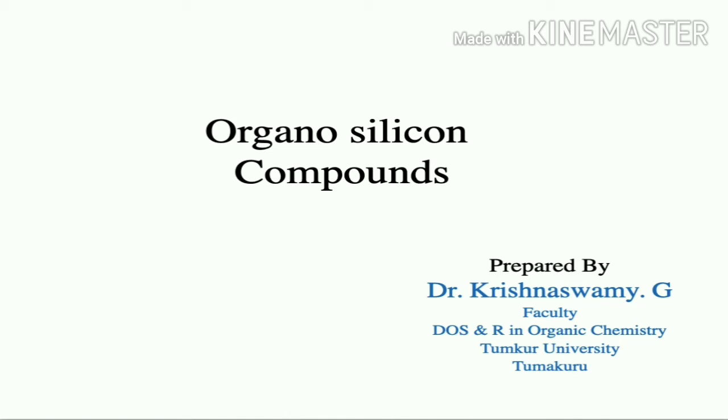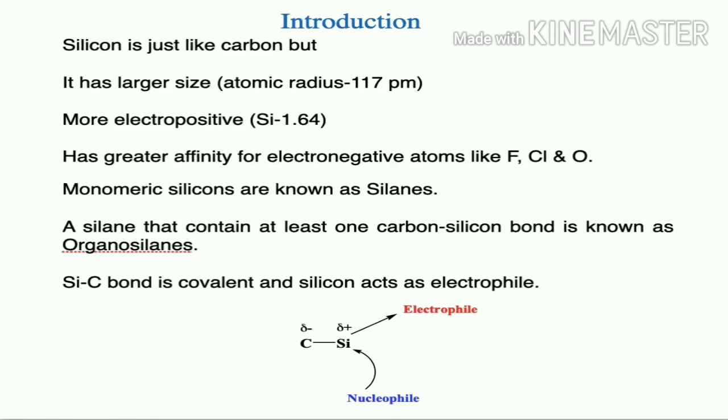Today we will learn the importance of organosilicon compounds in organic synthesis. As we know, silicon belongs to the carbon family, but in the following aspect it is different from carbon. That is, it has a larger size, with an atomic radius of 117 picometer, whereas carbon has 77 picometer. If you compare the electronegativity, silicon is less electronegative and more electropositive, because it has an electronegativity of 1.64, whereas carbon has 2.55.